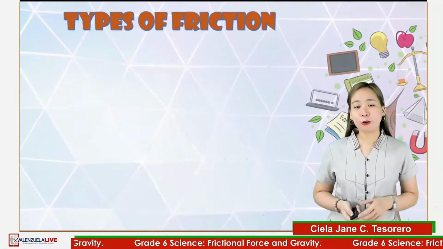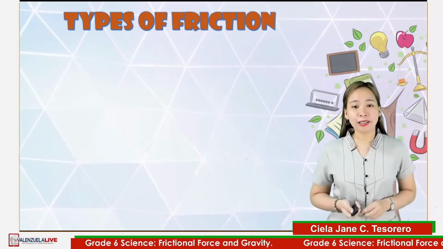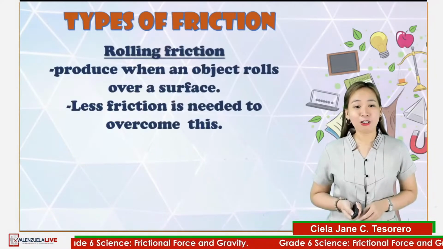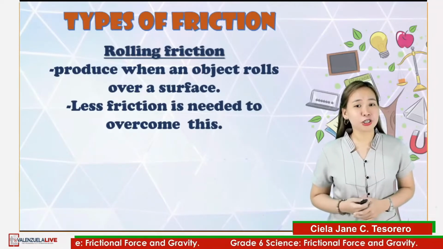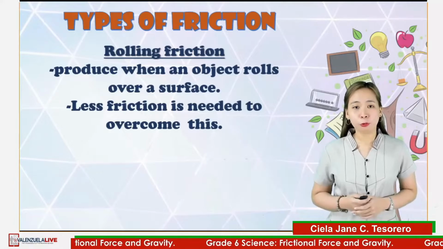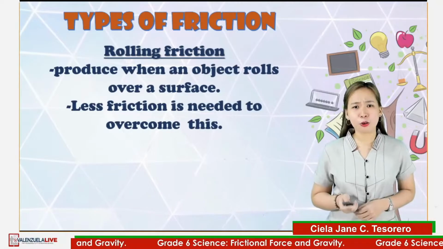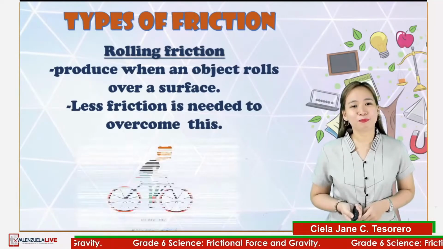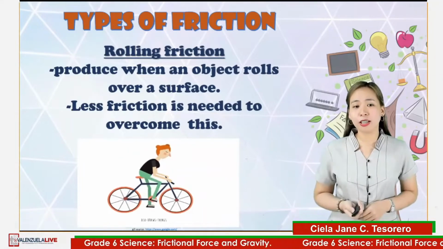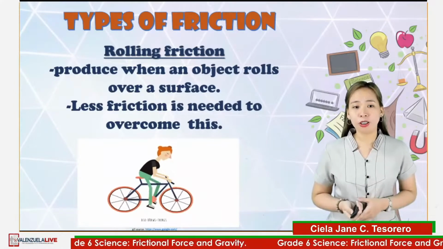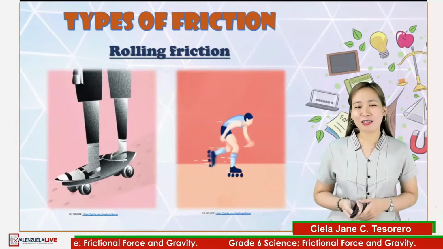Going back to the rolling marble, the kind of friction it possesses when it is rolling is what we call the rolling friction. Rolling friction is produced when an object rolls over a surface. Less friction is needed to overcome rolling friction. So other examples of rolling friction aside from the rolling marble are the roller skates and skateboards.